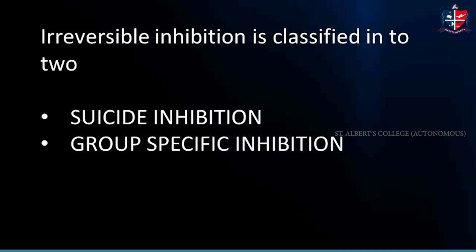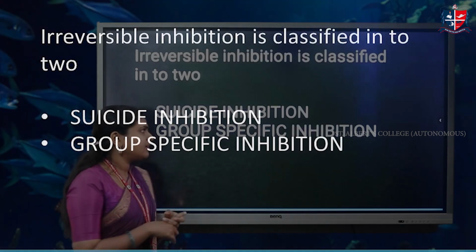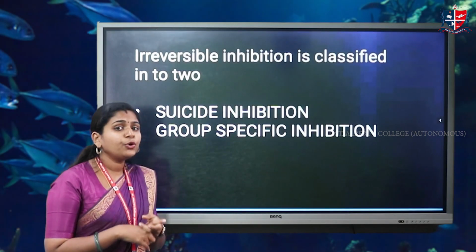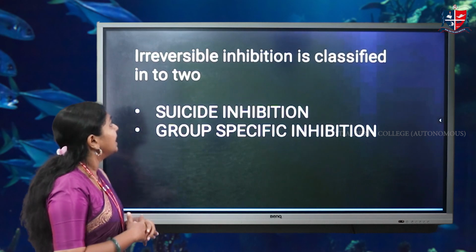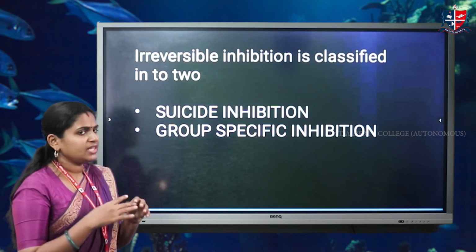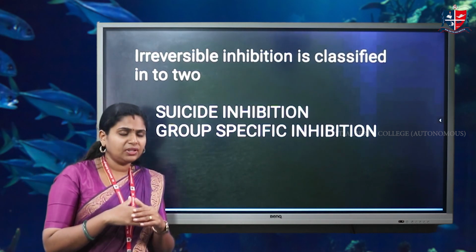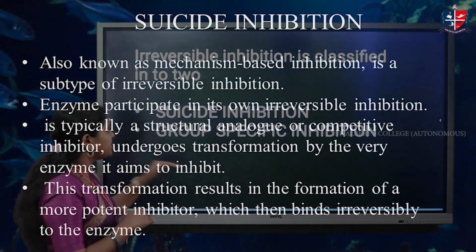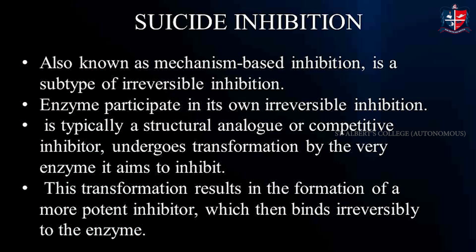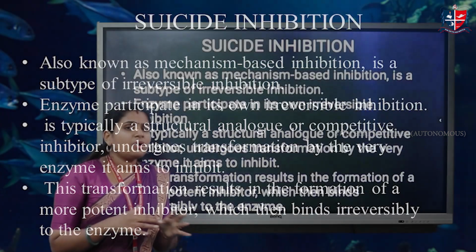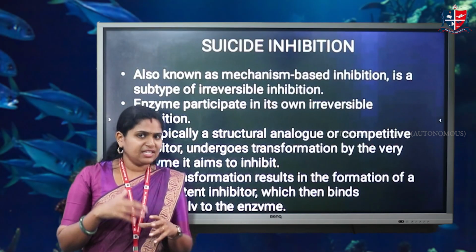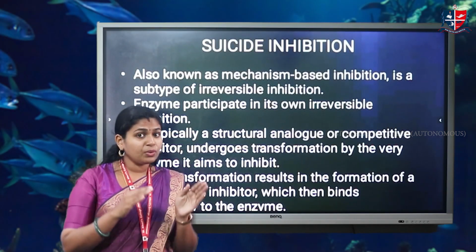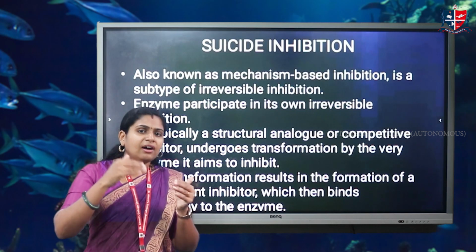Coming to their classes, they are classified into two. They are suicide inhibition and group specific inhibition. That means irreversible inhibition is a permanent process, classified into suicide inhibition and group specific inhibition. Coming to suicide inhibition, it is also known as mechanism based inhibition. From the name itself, suicide, that means through a pathway.